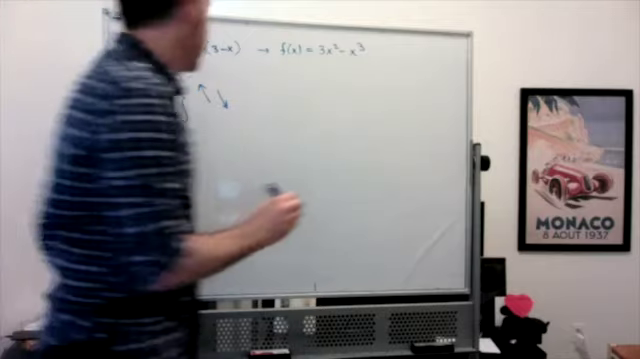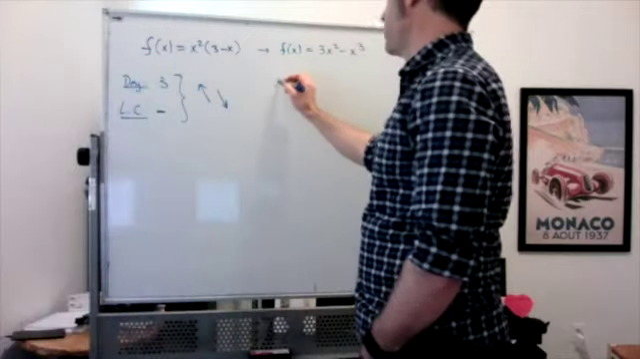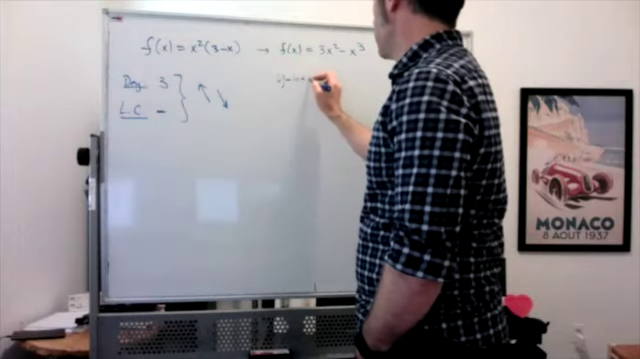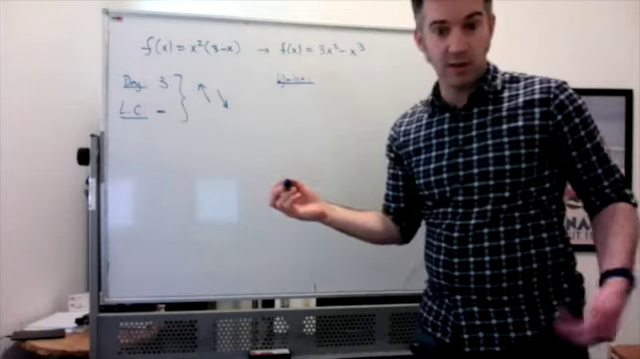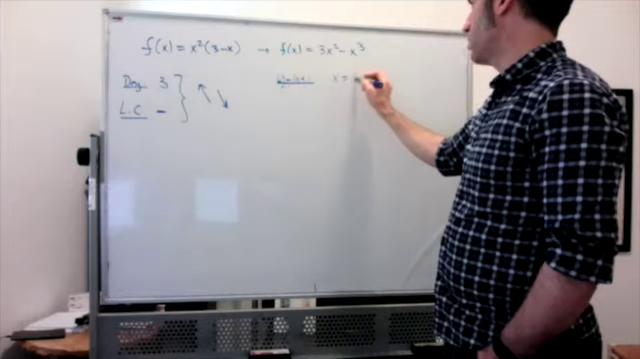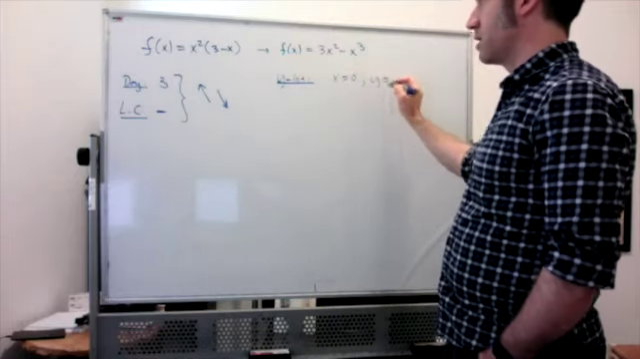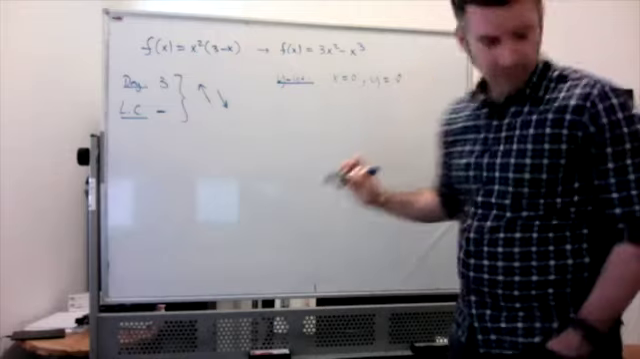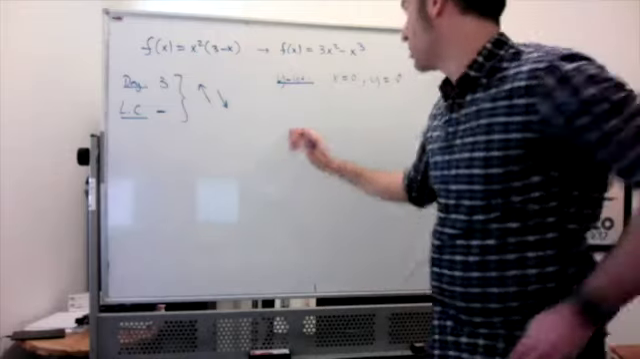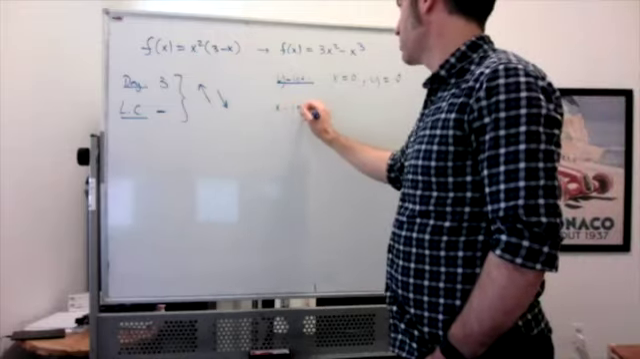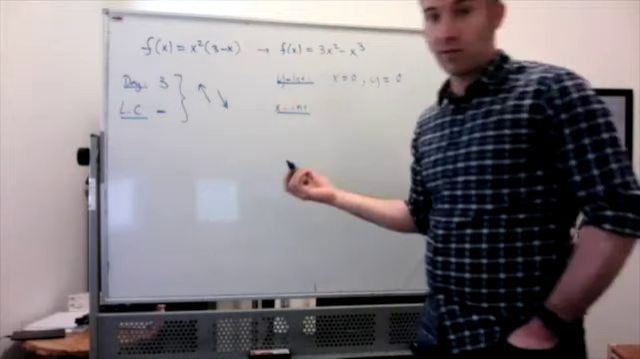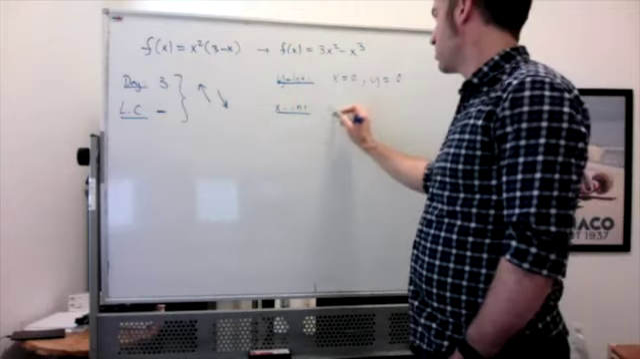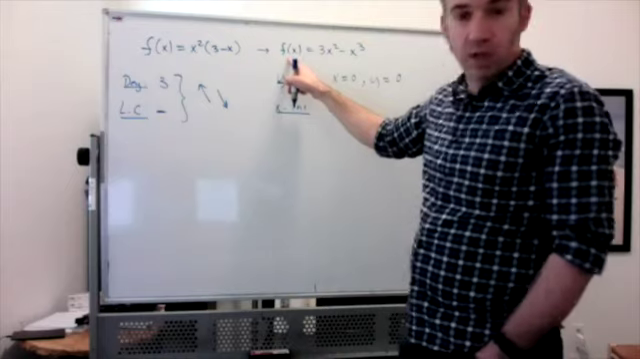All right, let's find all the other things. To find the y-intercept, we're going to set x equal to 0. So x equals 0, y is going to equal 0 times 3, which is 0. Let me move this chair. X-intercept, we're going to set y equal to 0, so setting the function equal to 0.